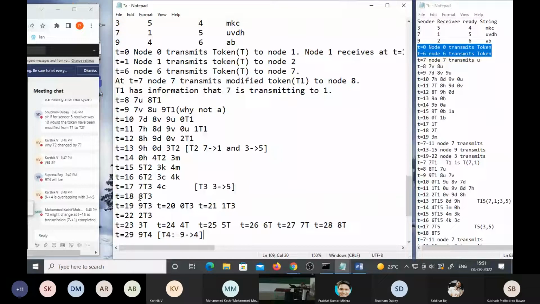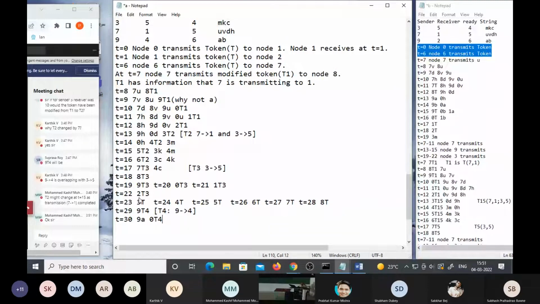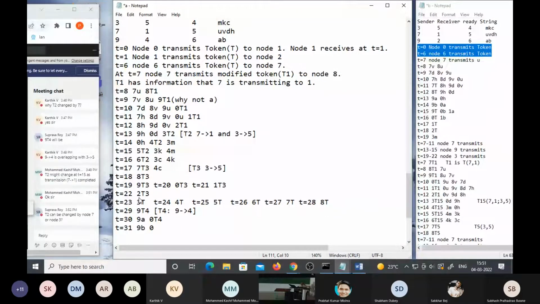So, at t equal to 30, 9 will transmit A and 0 will transmit T4. Time t equal to 31, 9 will transmit B, 0 will transmit A, and 1 will transmit T4. Is it clear to you?